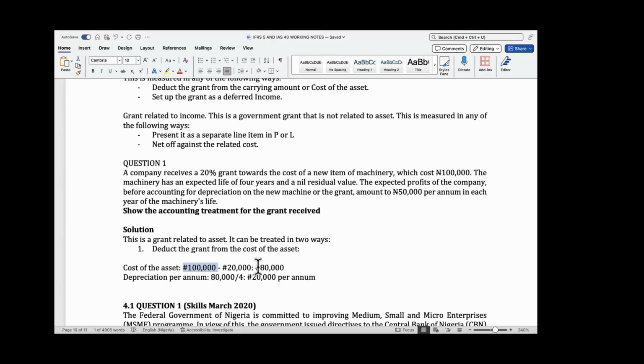Okay, so let me try. We're going to credit the 20,000 to the cost of the assets. And then the other leg will go to the grant. Somebody has said that before. If it goes to the grants, where? Is it P&L or where?